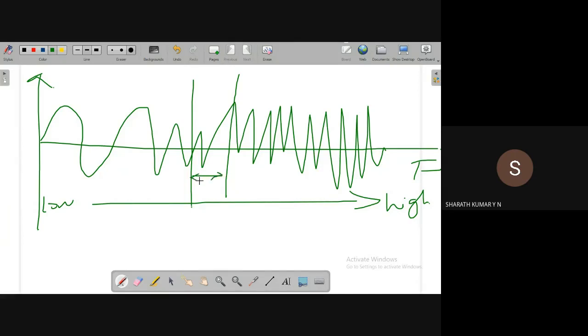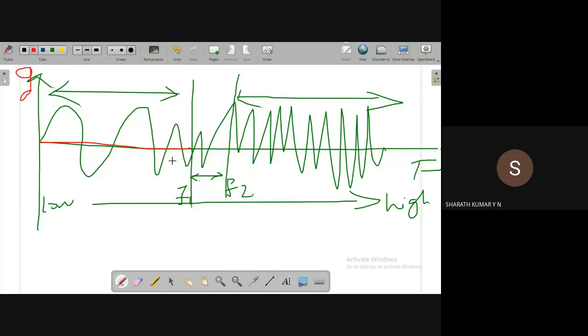Let us say this is f1, the lower frequency, and the upper frequency is f2. I want to allow only frequencies between f1 and f2. Signals with other frequencies should be attenuated or filtered off. Thereby I should get a response something like this. This is the gain of the amplifier.